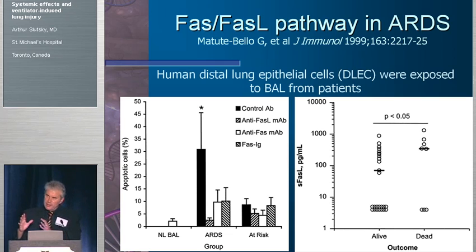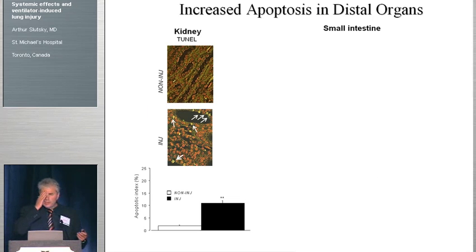That's the human study. Now we're going to go back to that study I started to describe, which was published in JAMA. We looked at a number of outcomes, looked at blood pressure, with no change in hemodynamics among the groups. We then looked at apoptosis in distal organs. This is now the kidney. This is a TUNEL assay, non-injurious ventilation. You don't see much here.